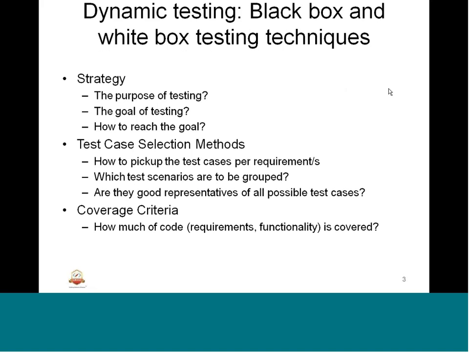So basically we need to have a strategy for testing. What is the purpose of testing, the goal, and how to reach that goal, all this has to be laid out. Once we have these details, we are going to have test case selection methods. That means how we can pick the test cases for each of the requirements of the functionality, and which scenarios need to be combined together so that they can be executed in one shot. All test cases representing inside the group also need to be considered while doing the test case selection. Then we come up with a coverage, how much of the functionality requirements we have covered. In black box testing, we go for requirements coverage, in terms of functionality or features coverage, whereas in white box testing we go by code coverage.